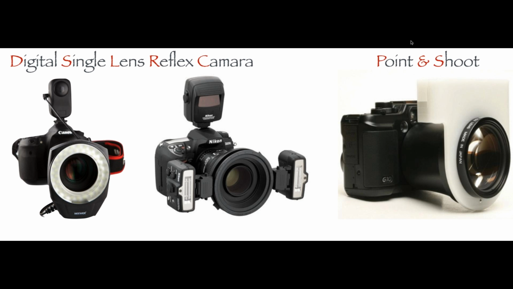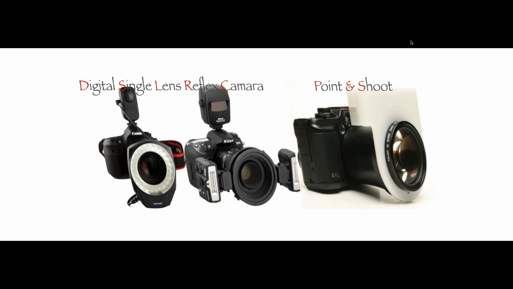On the other hand, point and shoot cameras are very simple cameras, and the way that they are used is actually the way that they are called. You just point, shoot, and you get a photo. So there are no detachable lenses, there are no special flashes.